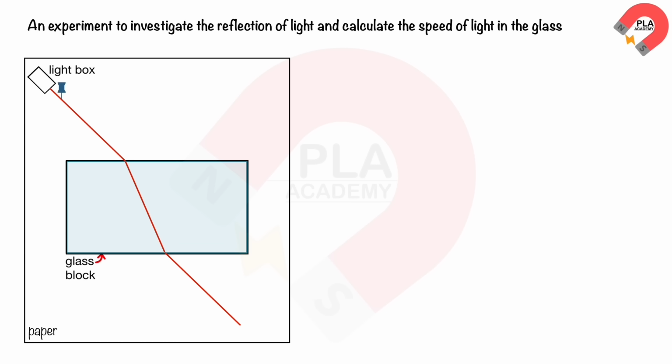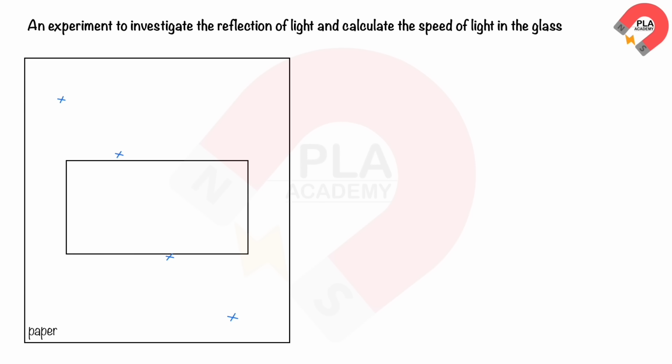Place 2 pins along the incident ray, with a separation of more than 5 centimeters to ensure accuracy when drawing the line. Place 2 pins along the emerging ray from the other side of the glass block, with a separation of more than 5 centimeters. Remove the glass block and pins, then mark at the pin holes.